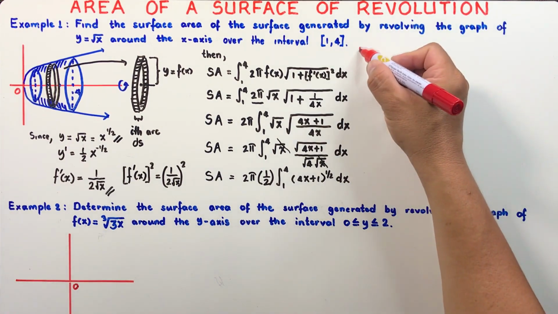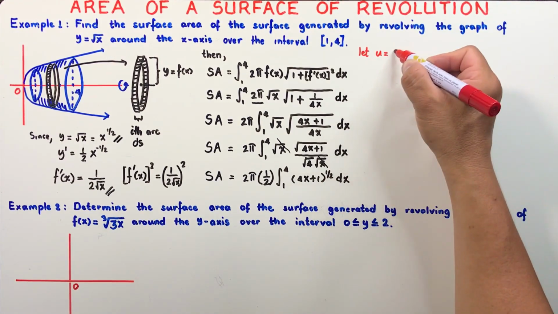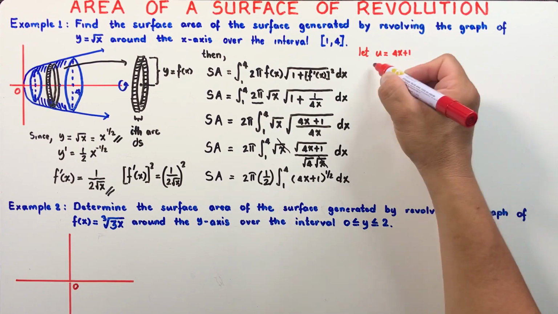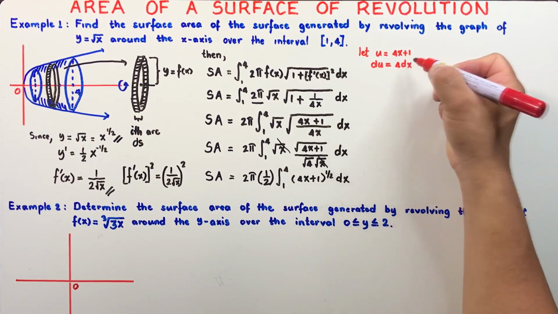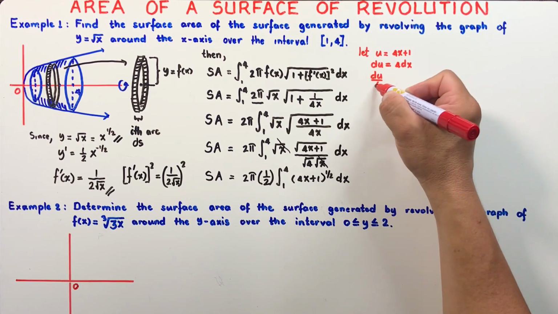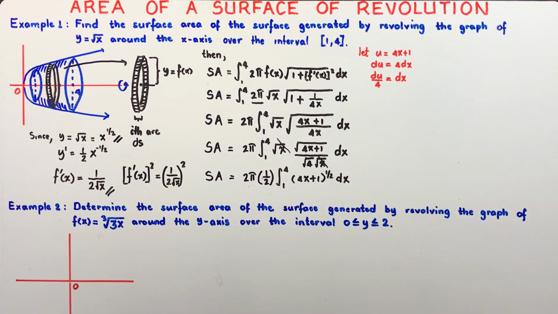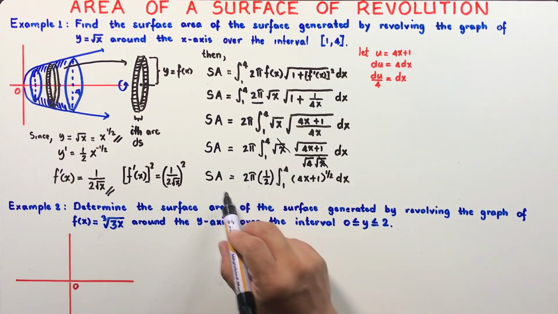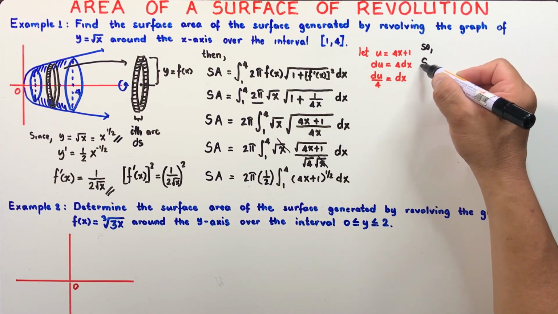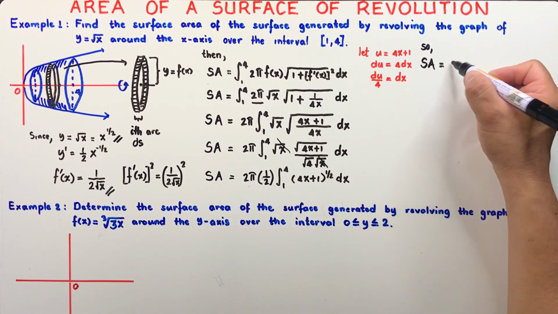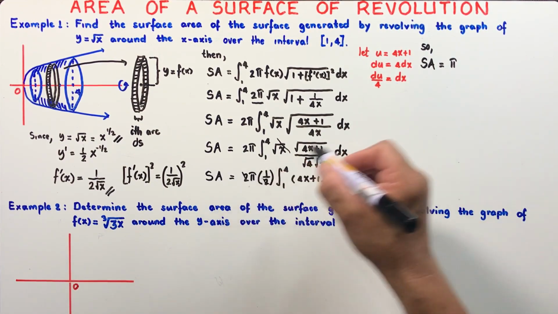And if we represent this 4x plus 1 as our u, we realize that the differential of u is 4 dx. And dividing both sides of the equation by 4, the result is dx. There. So substituting these representations into this expression here, we can write our whole surface area as pi, because this 2 in the denominator and this 2 cancel each other.